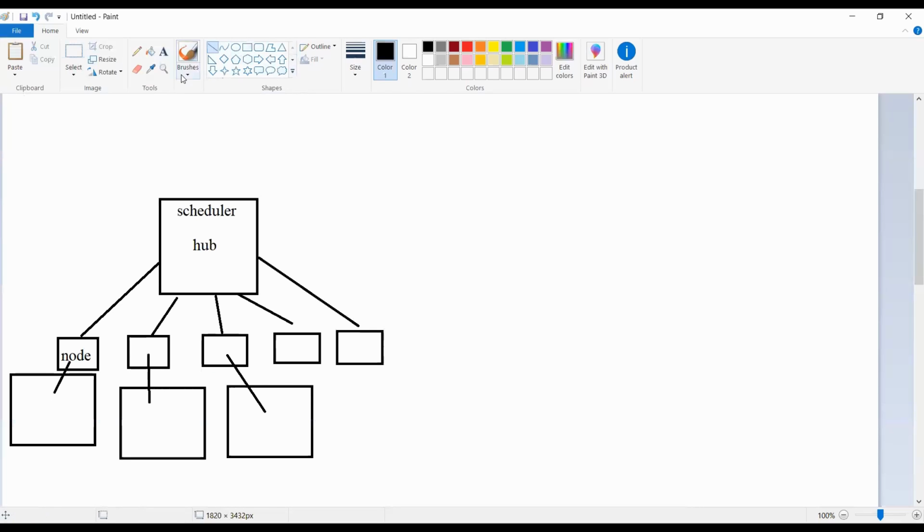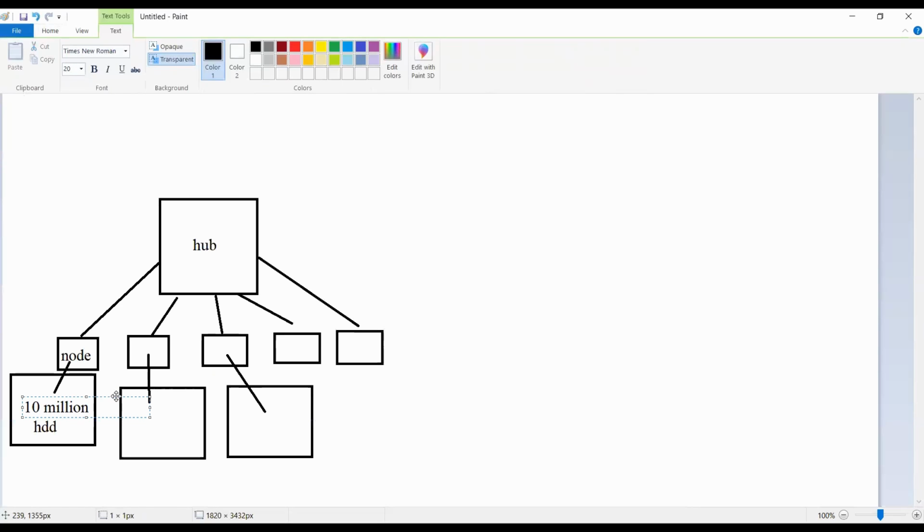See, this is also a hard disk. My algorithms are being prepared on the hub and there is no scheduler. And the same copy of data is kept in all the hard disks. So there is data redundancy, because we want to keep data redundancy. That is what we want.